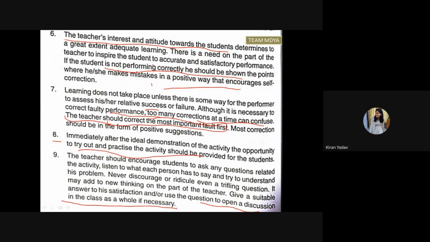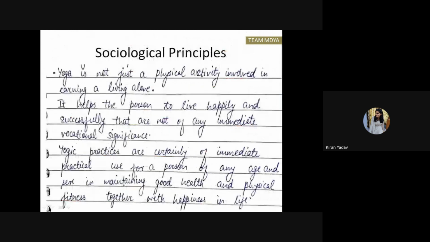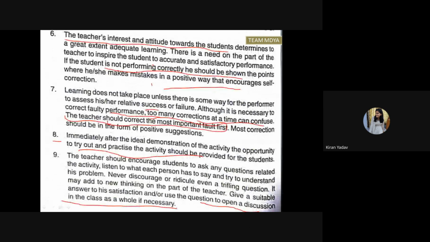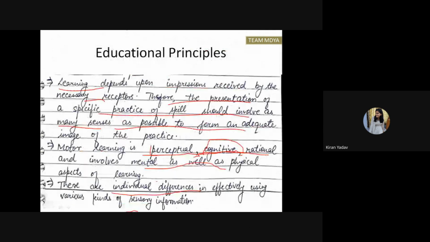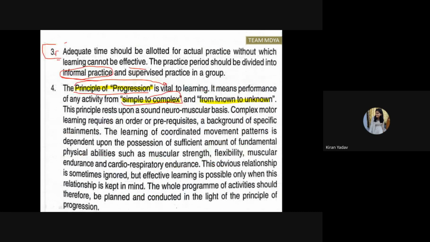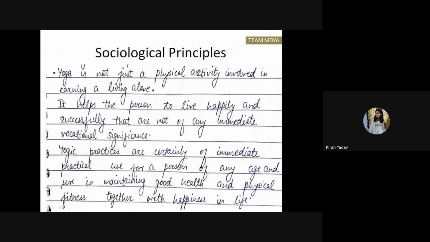Then after this, do you have any problem in educational principle? No, ma'am. Okay, then sociological principle.